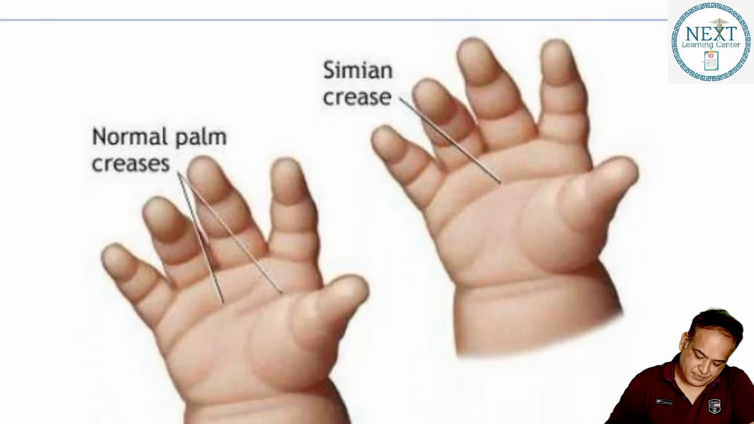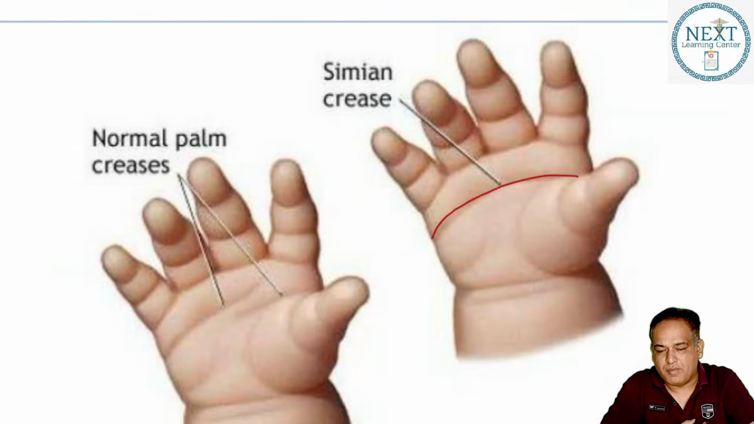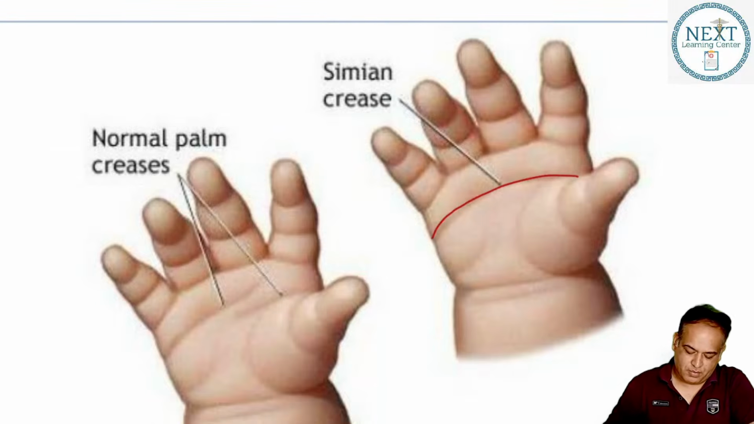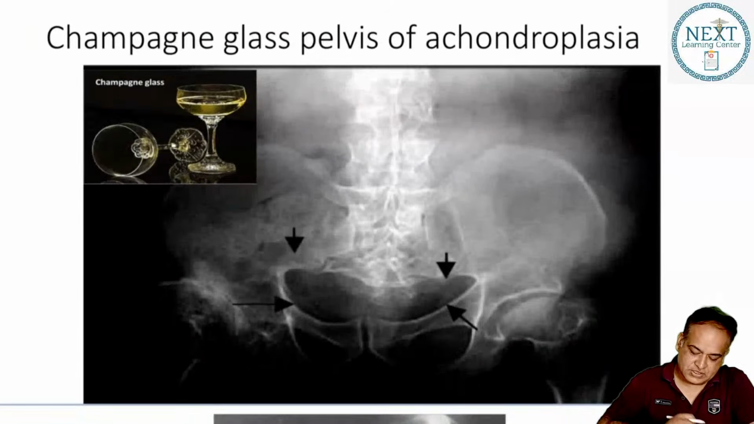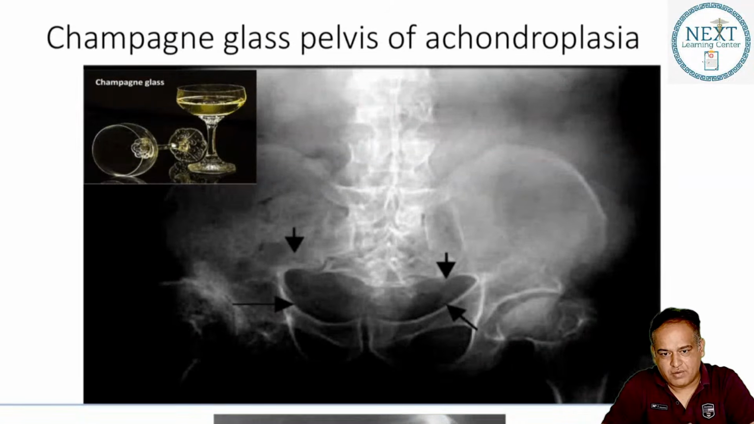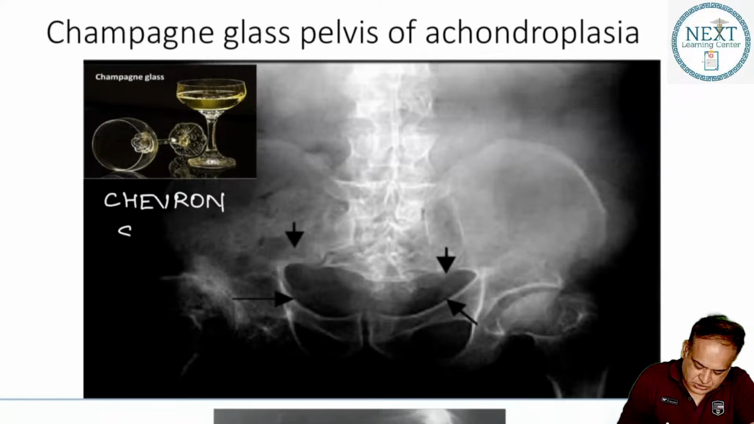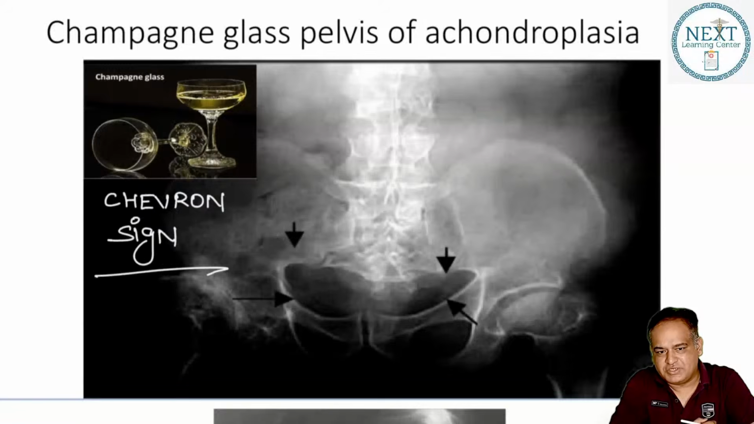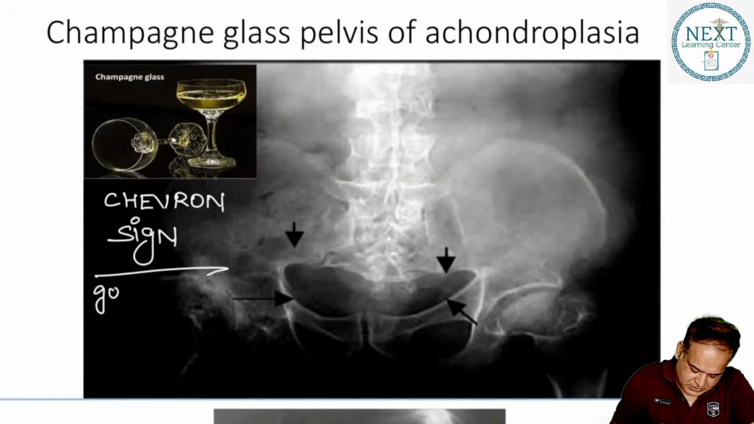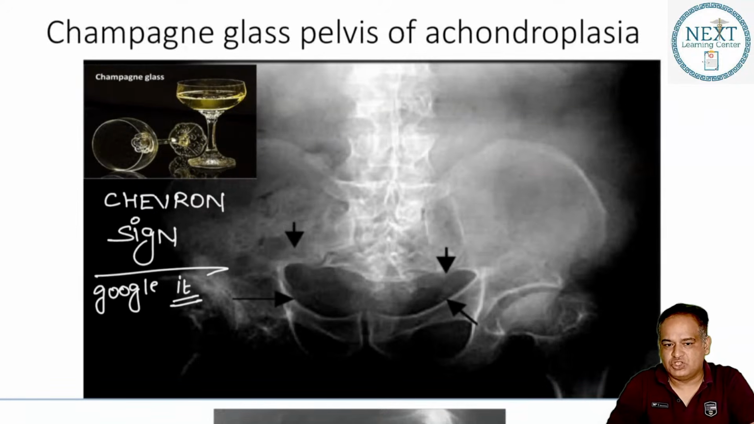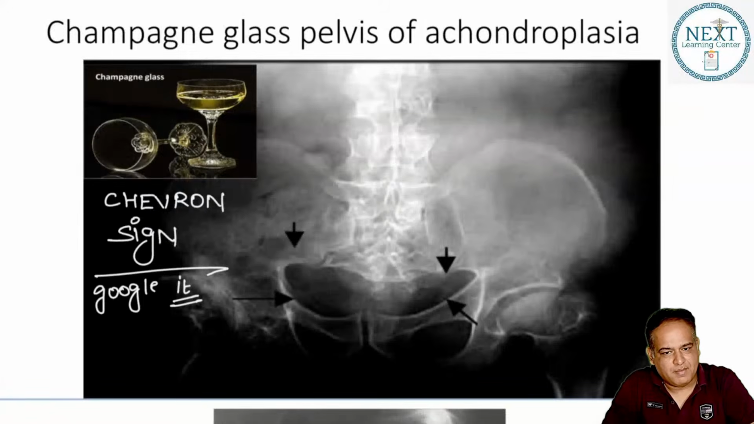Simian crease: a single prominent crease on the hand. Champagne glass pelvis of achondroplasia. Apart from this, we get to see something called the chevron sign. When I send the PDF, I'll share this picture of the chevron sign also. But just in case I forget, please Google the image. Chevron sign, achondroplasia, important sign.